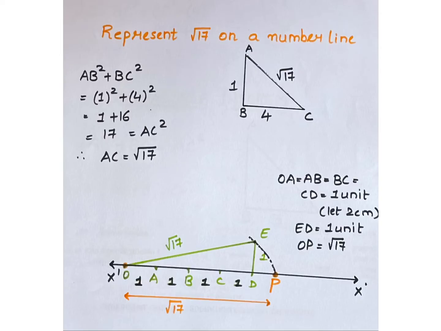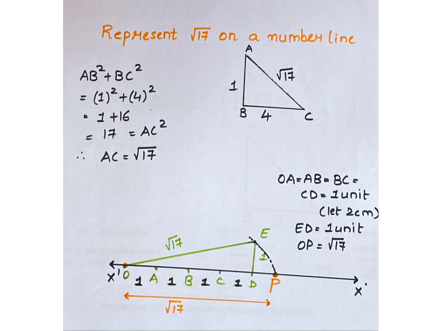Now let us see how to represent root 17 on a number line. 17 is a prime number and its root is an irrational number. Now the number here is 17. So you have to find two numbers such that if you add the squares of those two numbers, you get 17.